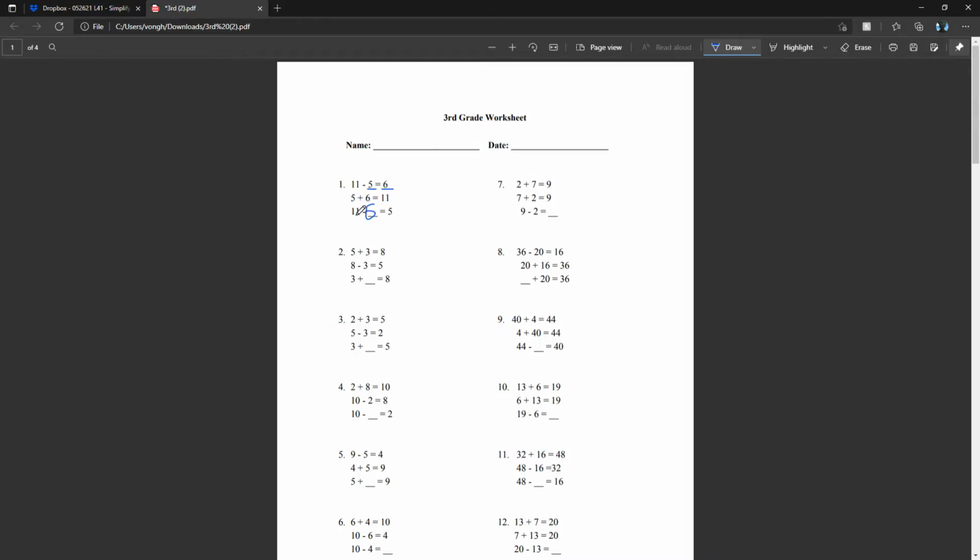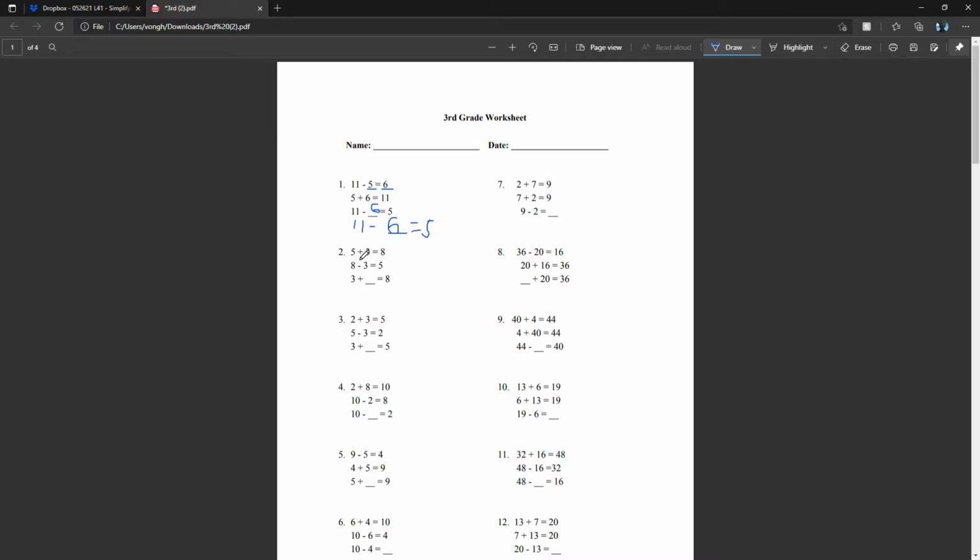Or what you can do, instead of just thinking of it that way, since you have 11 minus a random number equals 5, to find that number, you can just do 11 minus 5 and you'll get that number for here, which is 6.